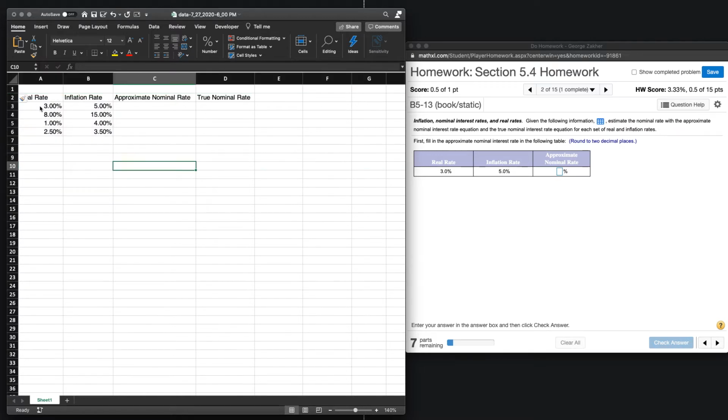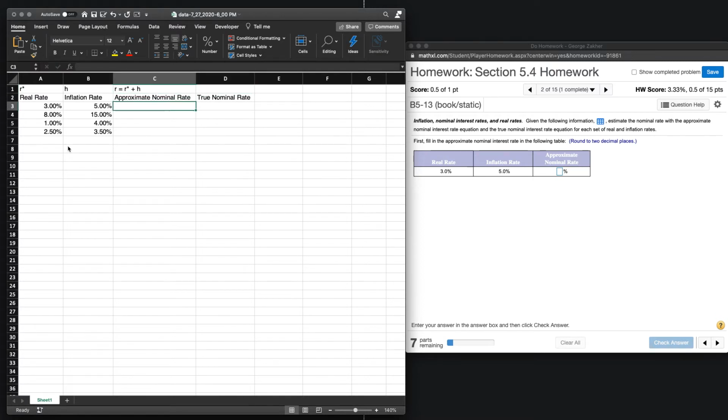I'll just make a little space here. So when we're discussing the real rate, that's R star. Our inflation rate is represented as an H variable. So in terms of our formula for the nominal rates, when we're discussing nominal or approximate nominal rates, it's simply going to be our real rate plus our inflation rate. And we'll work on that first.